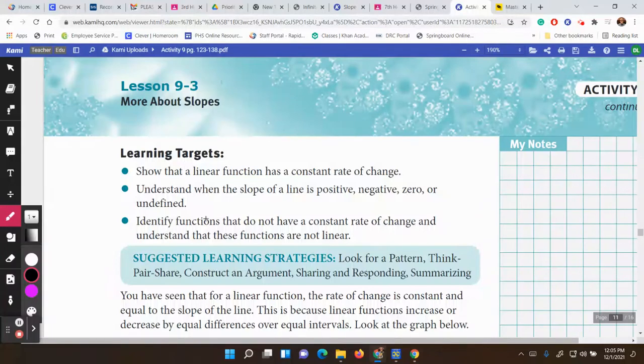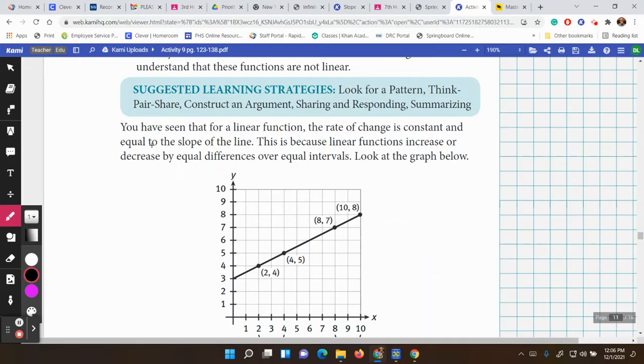All right, so here is lesson 9.3, more about slopes. It says you have seen that for a linear function, the rate of change is constant and is equal to the slope of the line. What that means is, again, the rate of change and slope are the same thing. This is because a linear function increases or decreases by equal differences over equal intervals.